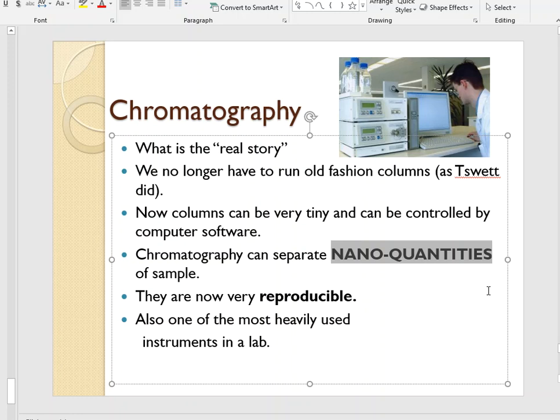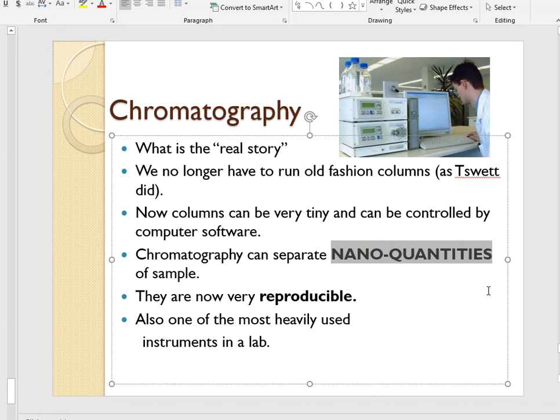It's one of the most widely used and most common methods or procedures that you will see in any laboratory, no matter the background of the lab and the products that they test. One of the things that I will say is that you just need nano quantities anymore to inject onto a chromatography instrument. Nano quantities. So keep that in mind.